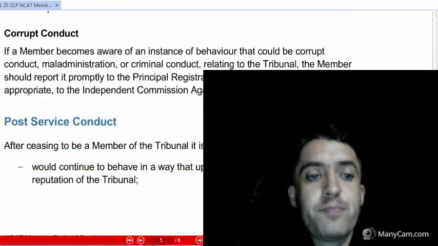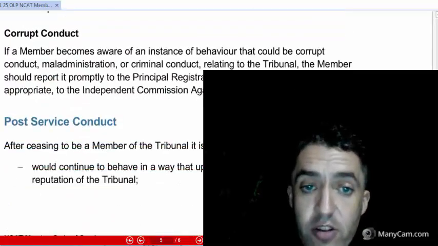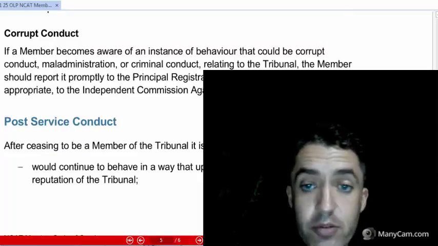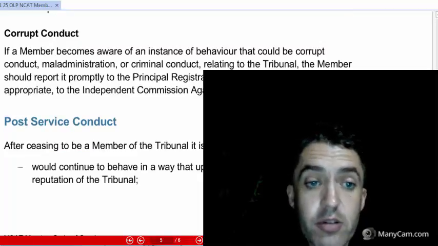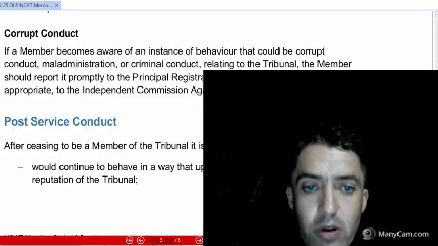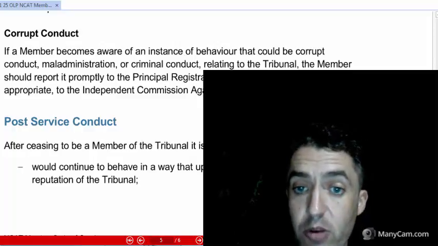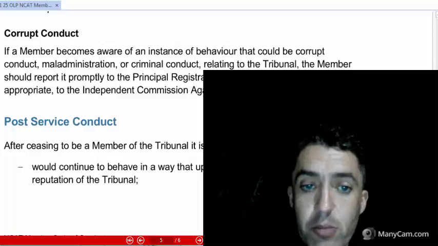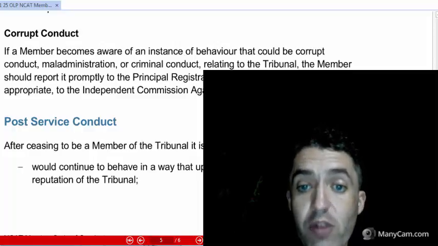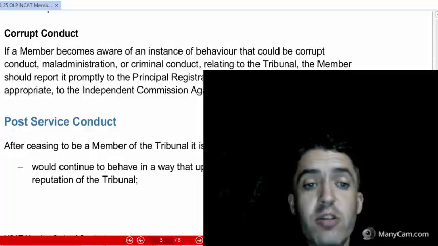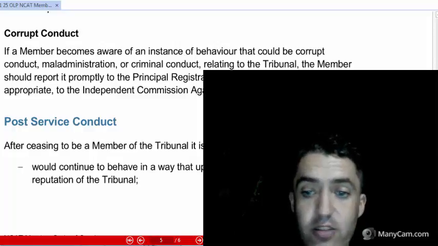Corrupt conduct. If a member becomes aware of an instance of behaviour that could be corrupt conduct, maladministration, or criminal conduct relating to the tribunal, the member should report it promptly to the principal registrar or the president, and also, if appropriate, to the Independent Commission Against Corruption.